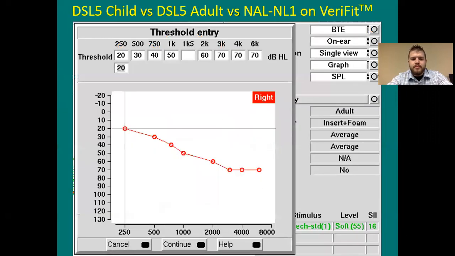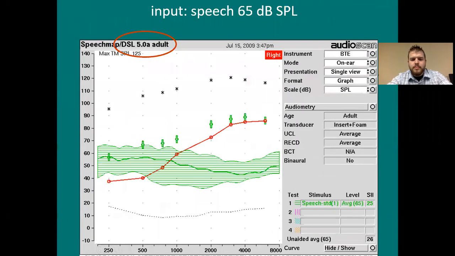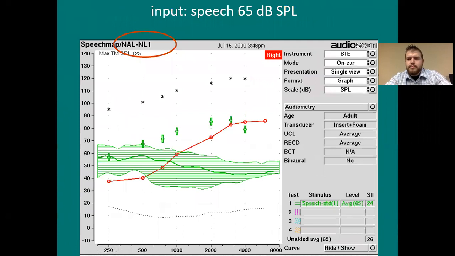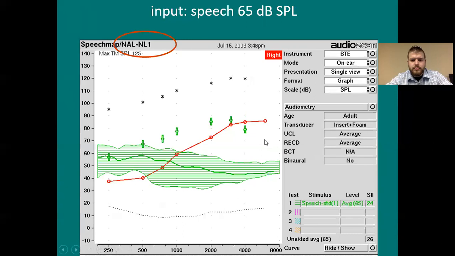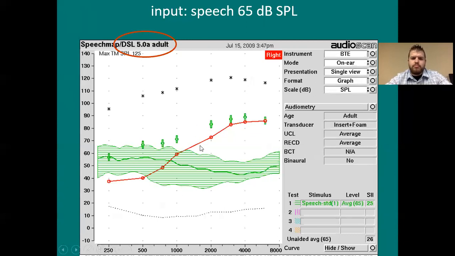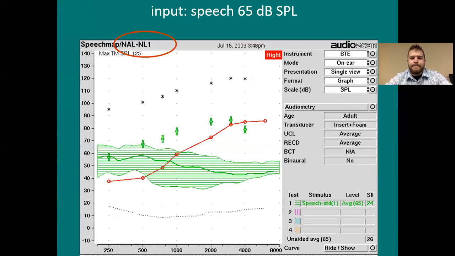DSL-5 child versus DSL-5 adult. We'll look at child version versus adult version for a sloping loss. Adult, child, or there's NAL1. Adult, NAL1 for 65 dB SPL inputs, average inputs. Notice how DSL goes a little further out in the highs. NAL1 tends to drop off. In fact, NAL1 doesn't even talk about where the hearing loss is the worst. The targets end in thin air. NAL1 gives a little bit more in the middle. DSL gives a little bit less in the middle, but a little bit more in the highs. But basically, a man on a flying horse isn't going to recognize so much difference.